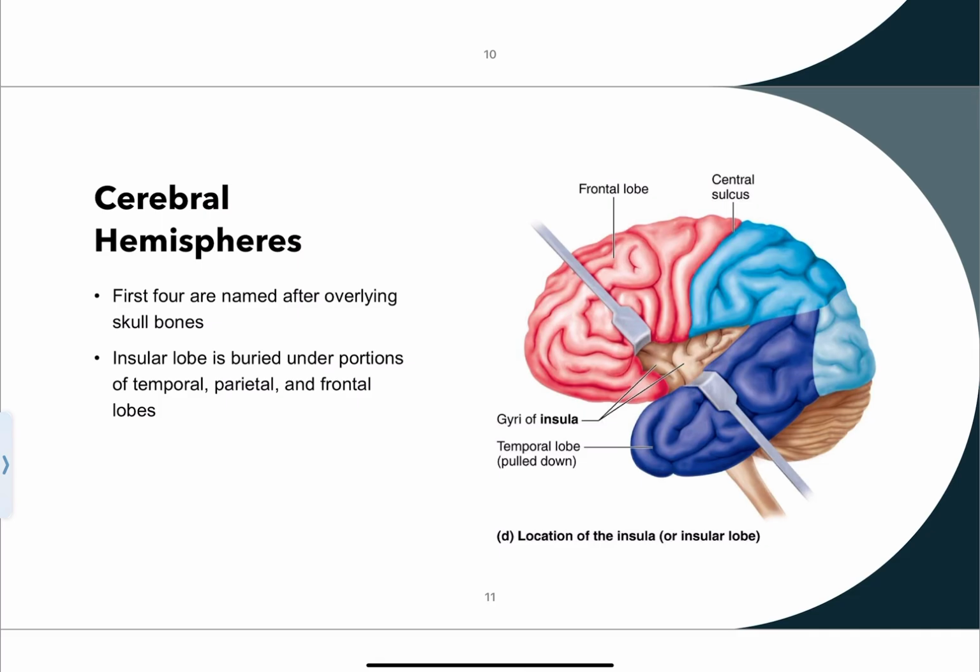Like I mentioned, the first 4 lobes are named for the skull bone that's overlying it, and then our insular lobe is going to be buried deep. So if we actually move away the superficial portion of our cerebral hemispheres, we can see the insula just deep there.